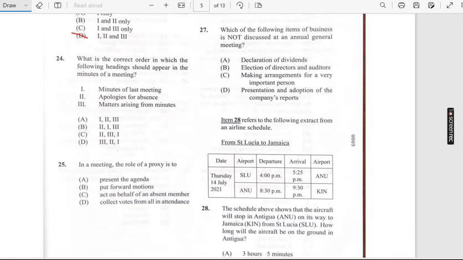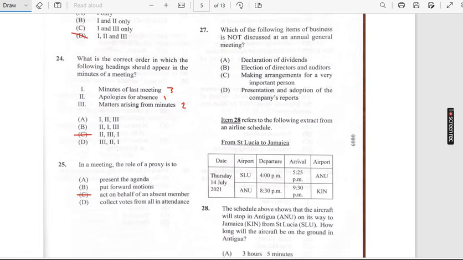Alright, guys. Number 24. It says what is the correct order in which the following heading should appear in the minutes, in the meeting of the minutes. Alright, so we have apology first, absence last minute. So apology first, absence first. So we have 2 first, and then we have the matter arising meeting first, and then we have the minutes of the meetings. Alright, so the answer for this one will be 2 3 1. So 2 3 1 as C. Alright, number 25. It says in a meeting, the role of the proxy is to, and the role of a proxy is to act on the behalf of an absent member.